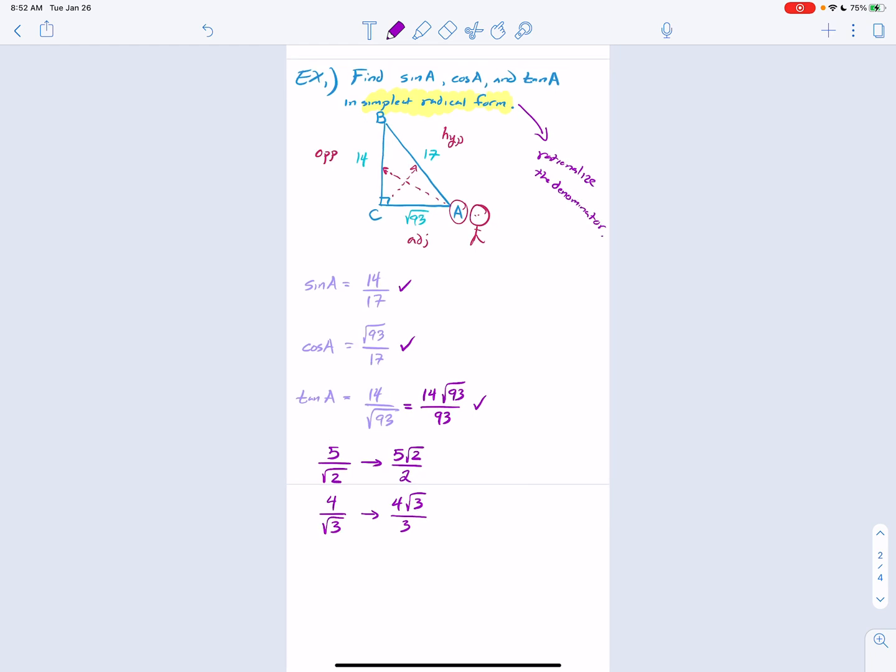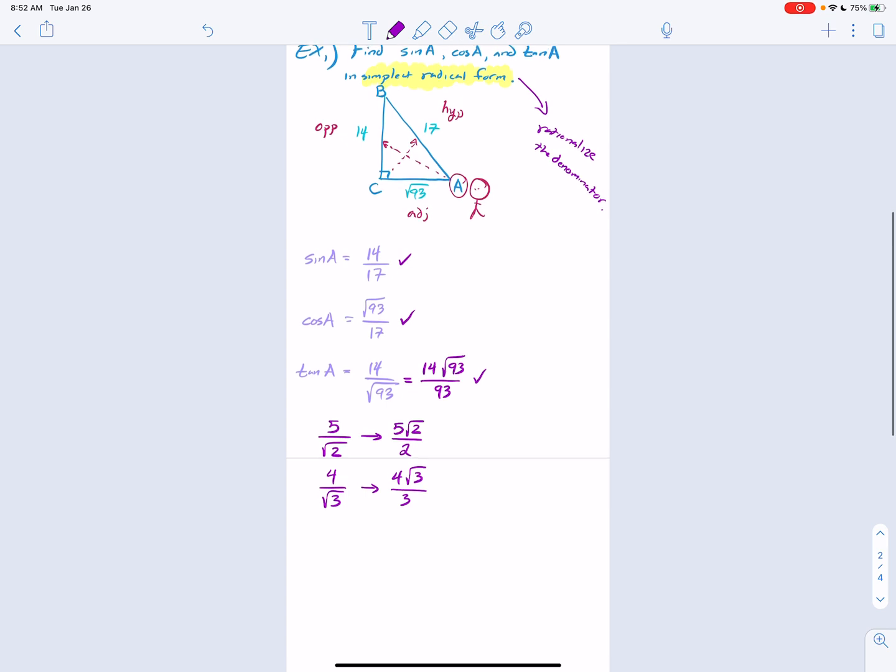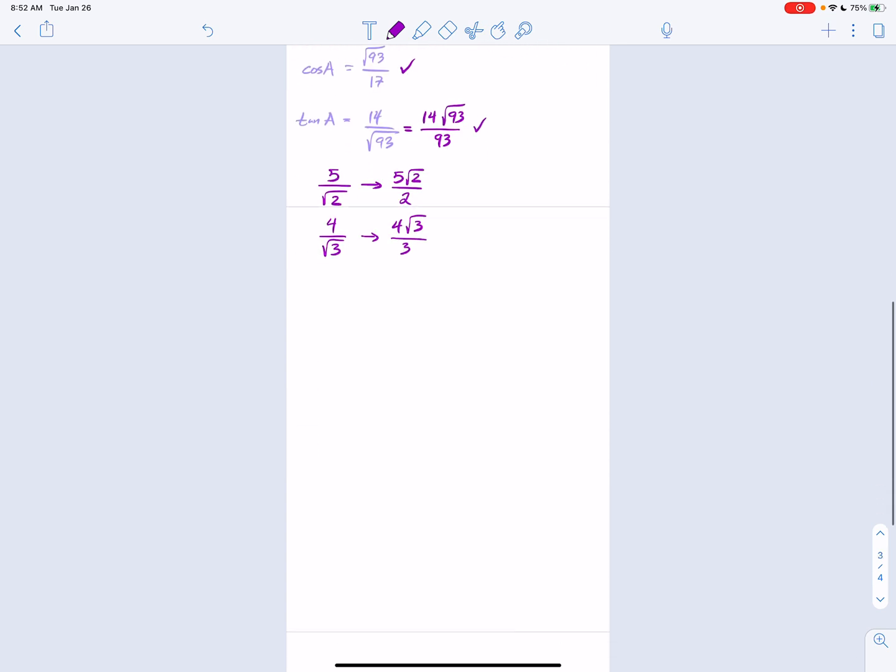Okay? So here's what I'm going to do now. Here's part B. Okay? Now instead, I'm going to ask you to find sine B, cosine B, and tangent B. Okay? So here's your picture.